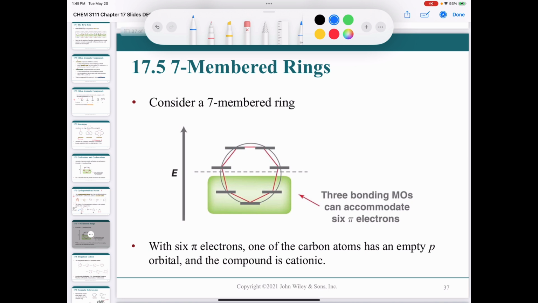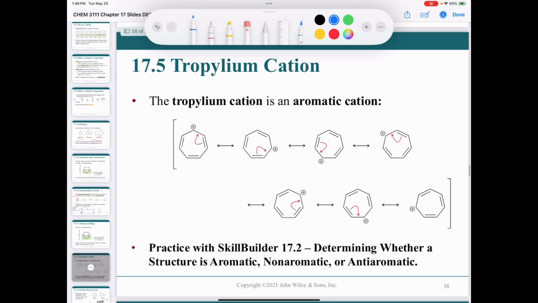Now, if we look at the Frost circle of a 7-membered ring, again, we can see that if we had a total of 1, 2, 3, 4, 5, 6 electrons in our Frost circle for our 7-membered ring, then we could have something that's aromatic. Well, how would we do that? The way we do that is one of the carbon atoms is going to have an empty p orbital, and therefore the compound is going to have to be a cation and not an anion. And that cation has a name. It's called a tropylium cation.